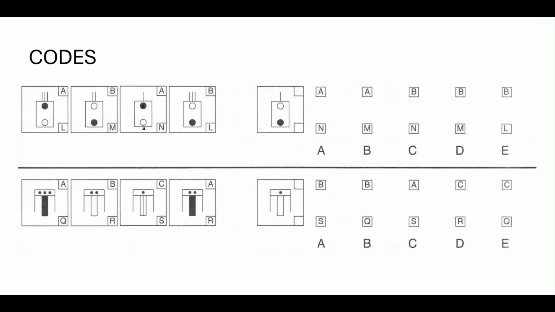Hello everyone, today's topic is codes. These are the most common topic in the NVR. We have 4 pictures and the respective codes like AL, BM, AN and BL. So this picture has the code BL.